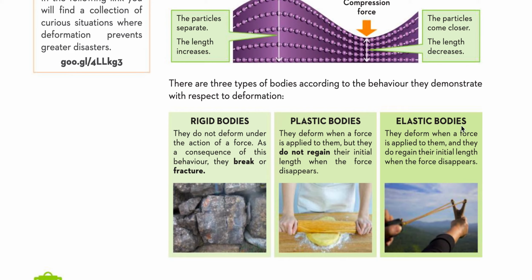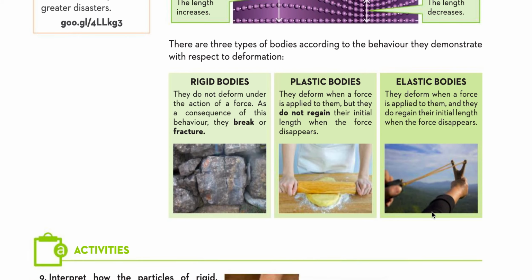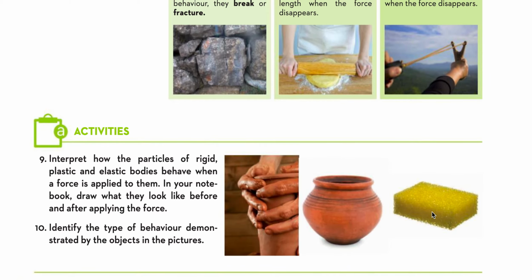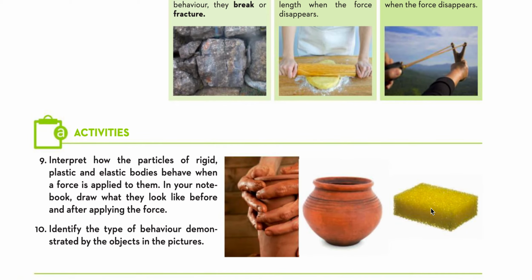And finally, elastic bodies, they deform when a force is applied to them, and they do regain their initial length when the force disappears. For example, this catapult, after the force is applied, you release the rock, and then it is regaining the initial shape. So this is also happening with this sponge. When you apply a force, after that it can regain the initial shape.